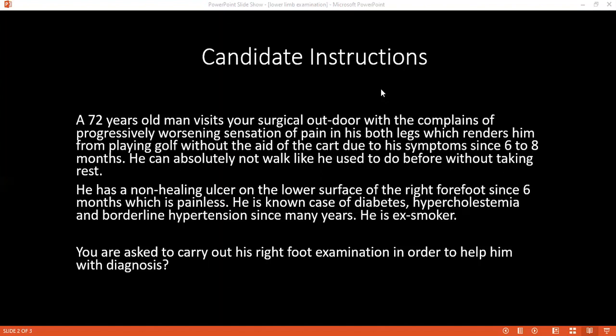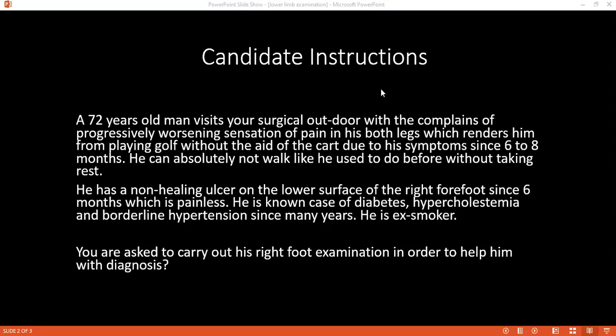Any special tests that you will do? Yes, I want to investigate the patient. I want to do a wound swab for MCS. Then I also want to do a special investigation, an X-ray of the right foot to note if there is any bony involvement, and I also want to do a nerve conduction test for the patient. Okay.